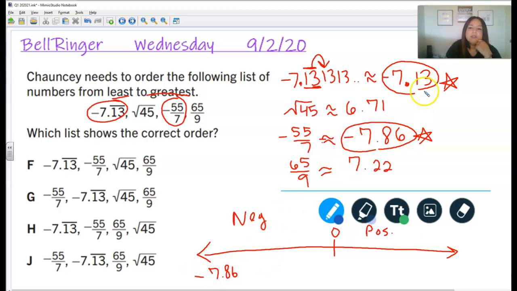And so then I'm done with this negative. So on the negative side, I still have negative 7.13. Now I'm done with negatives.